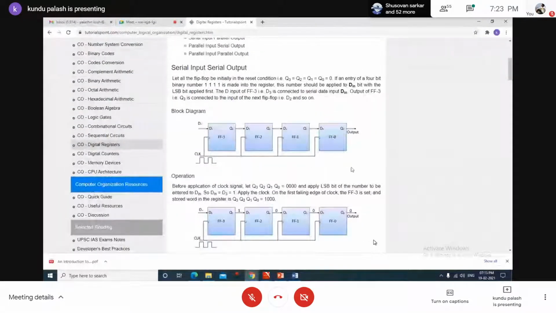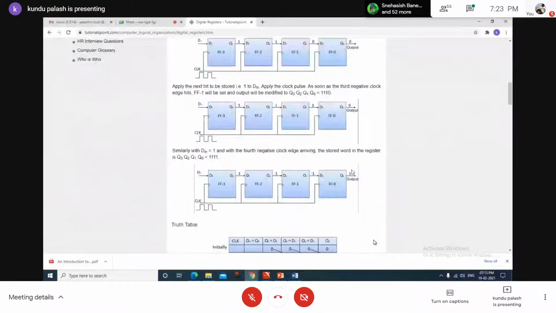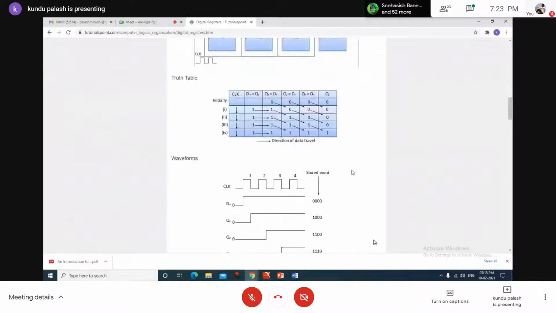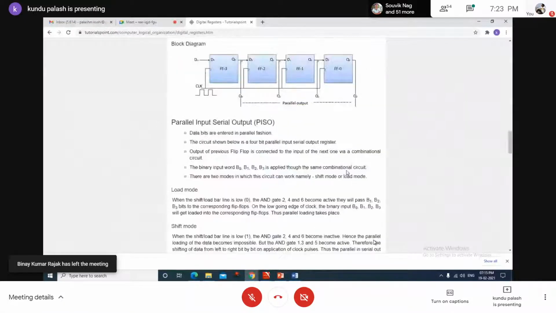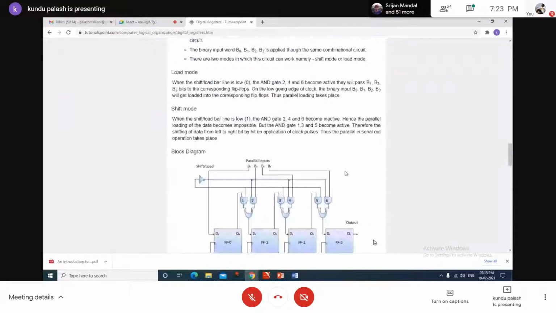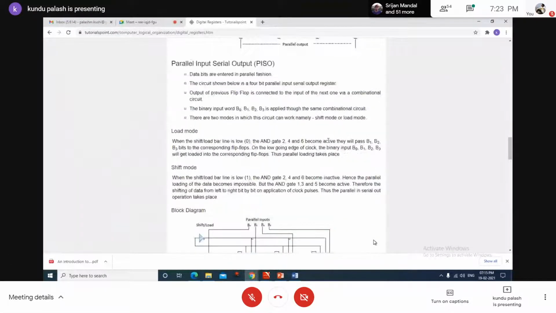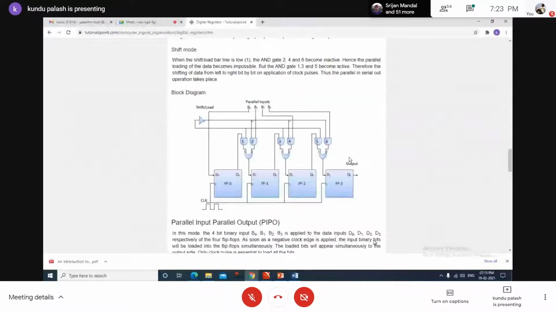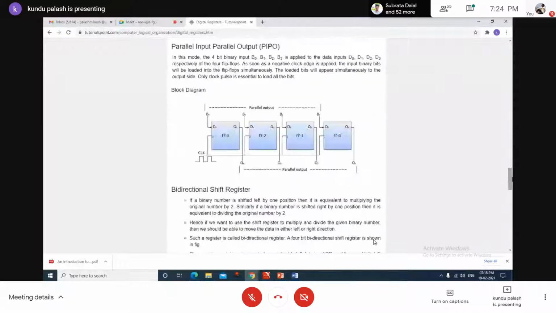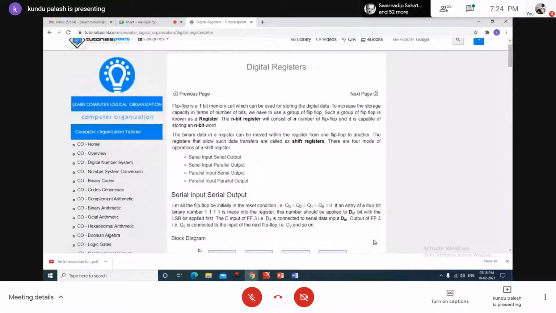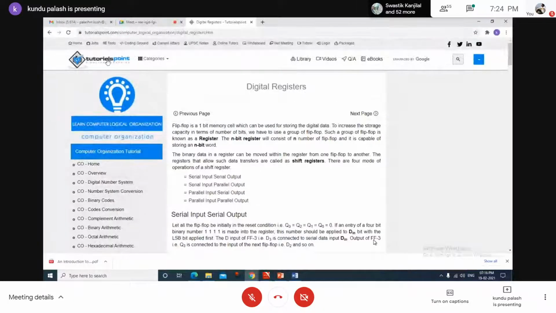So this is the topic of registers. There are different kinds of registers, four kinds, and how they work. You must go through this e-note on digital registers from Tutorials Point, a famous site.